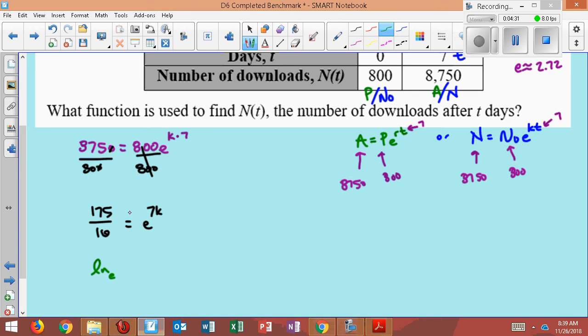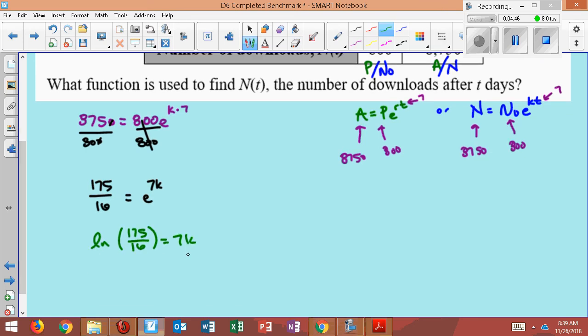And now these two switch, because an inverse switches x and y. So I would have in the parentheses what the calculator would give, 175 over 16, and that will equal the 7k. Now I'm going to take away this e because the calculator won't show it. It's just a hidden base of e there. And so we'll be one step away. To get k by itself, all I'll have to do then is divide by 7. I cannot divide into this equation because it's inside the logarithm, but I will divide the whole logarithm by 7, and this will give us k.